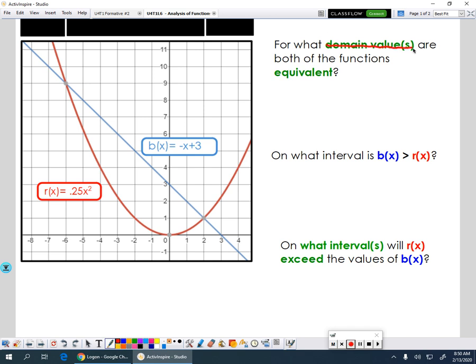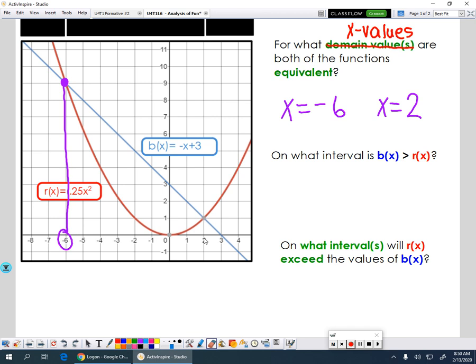Well, when we say domain values, what we're really just talking about are the x values. So what we want to look at are where on these two functions are our x values equivalent. And the places where they're going to be equivalent are where our two lines intersect. So we have one intersection right here, which if I follow this line down, is at -6. So I can say that these two lines are equivalent where x equals -6. And I can also see another intersection right here, which is where x equals 2. Okay, those two numbers are going to be really, really important for us.